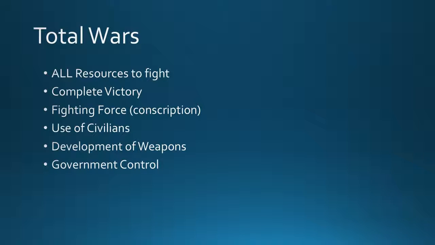The government plays a heavy role in total wars. What this especially means is that the government is usually going to take control over the economy, or at least have much more of a role than they had in the past. The reason is that they need to make sure that the economy and its efforts are directed towards the war, and so they're the ones who are going to be able to direct that.